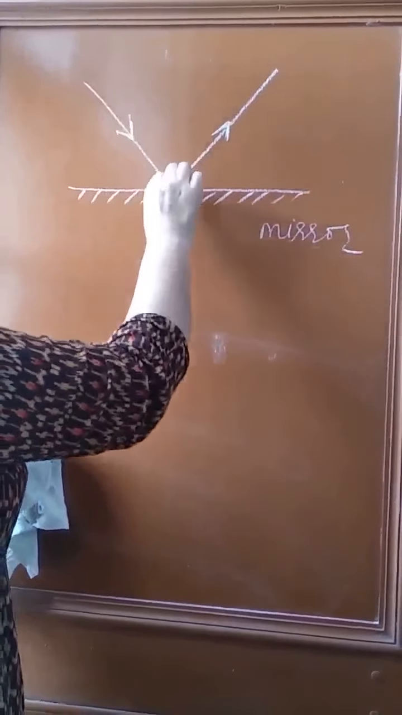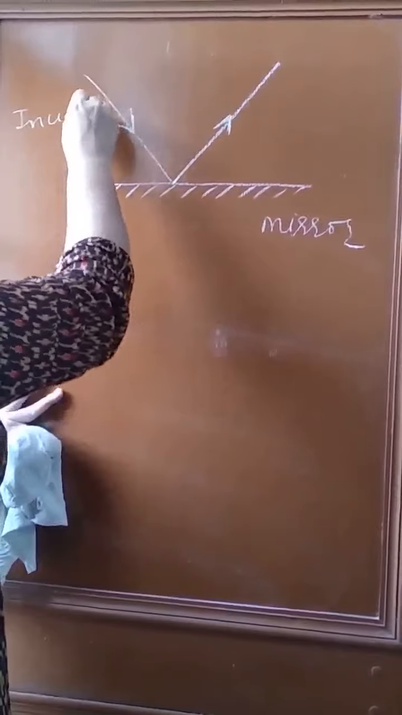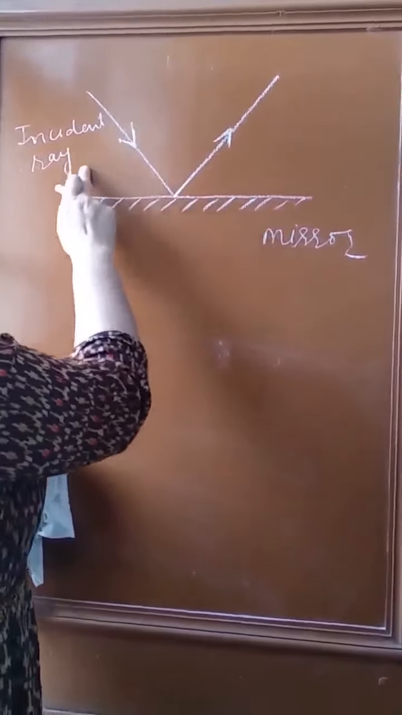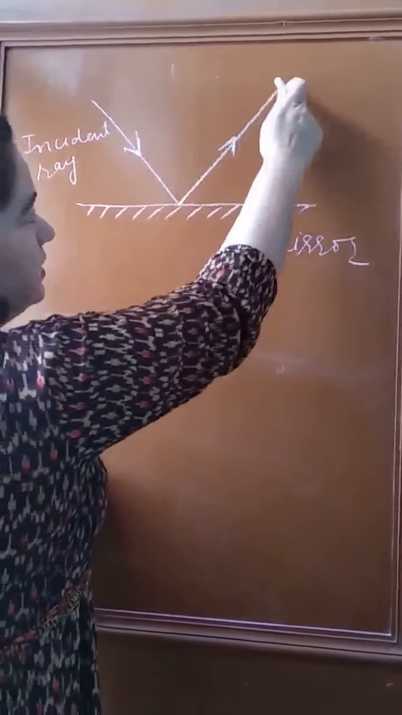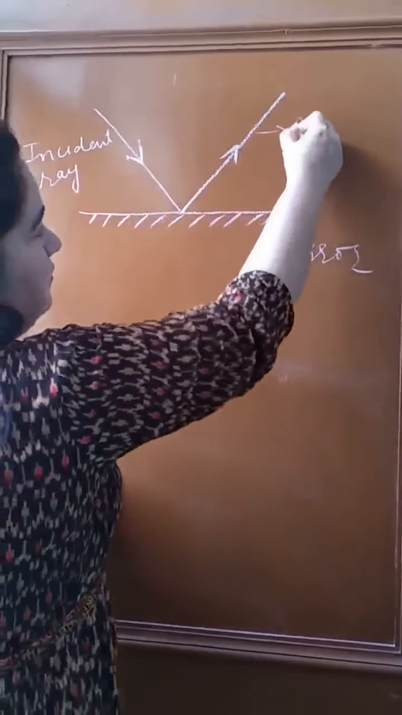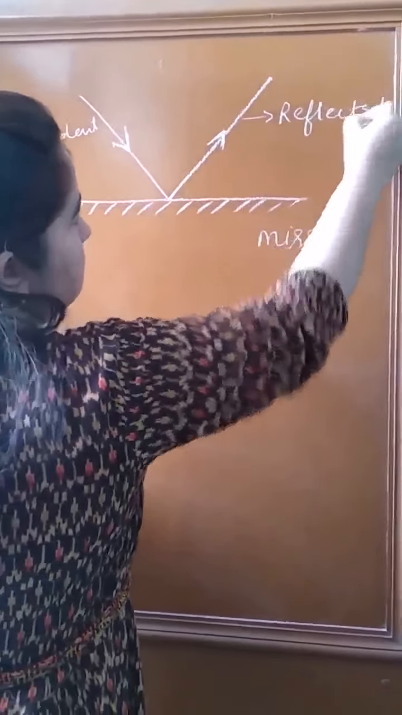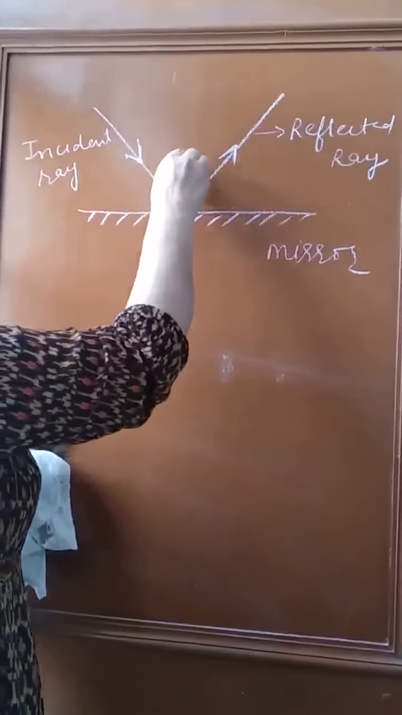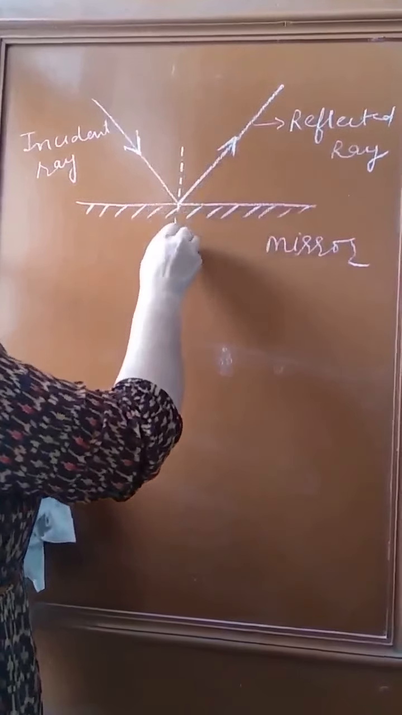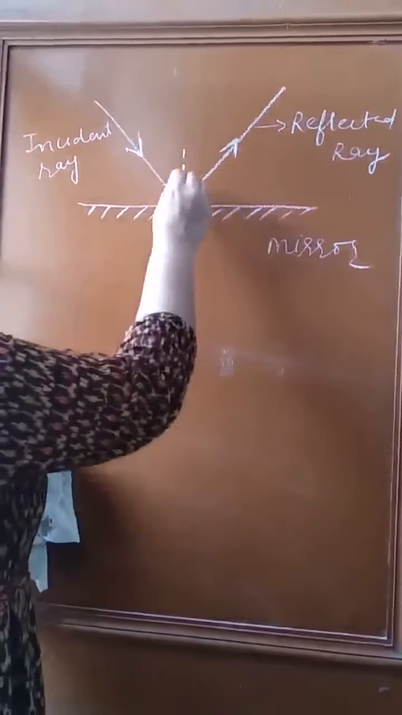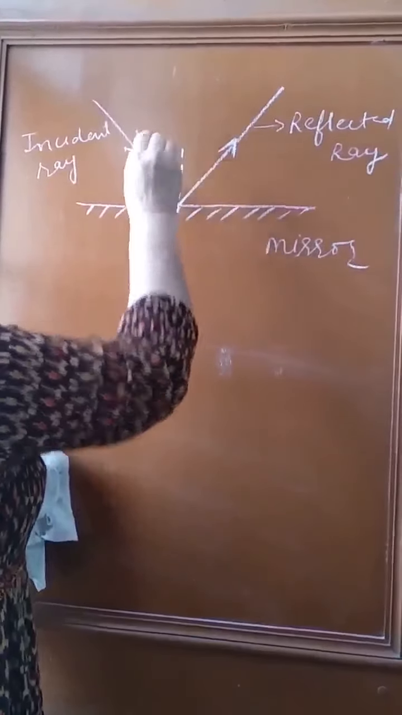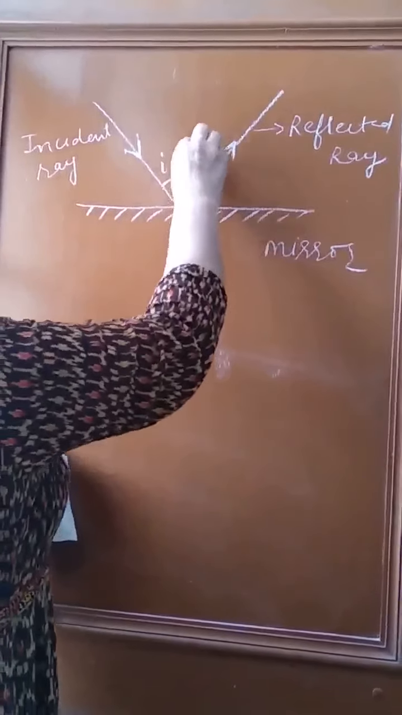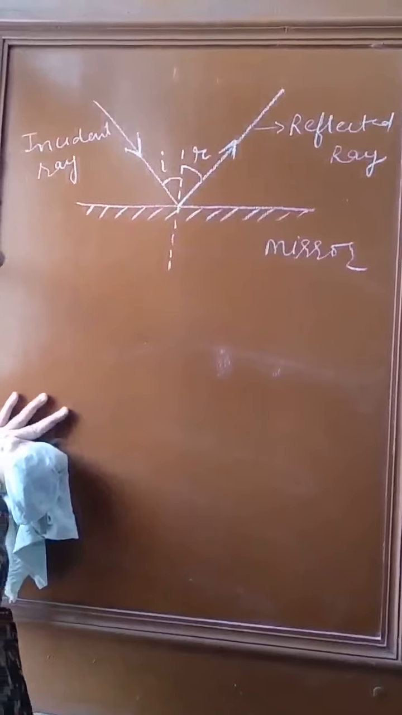This ray is the incident ray. This ray is incident on this mirror. This is called the incident ray, and this is the reflected ray, after striking this surface. When we draw a normal on this surface, this is angle of incidence I, and this is angle of reflection R.